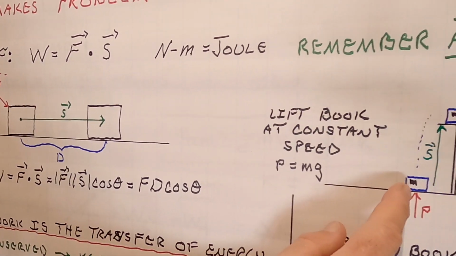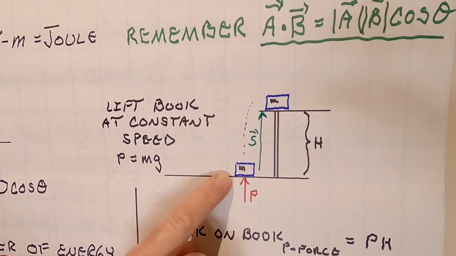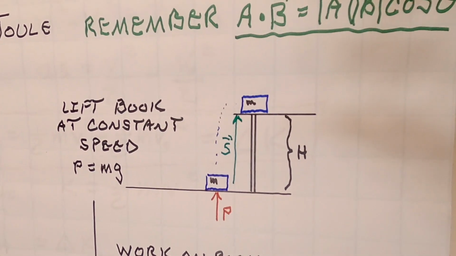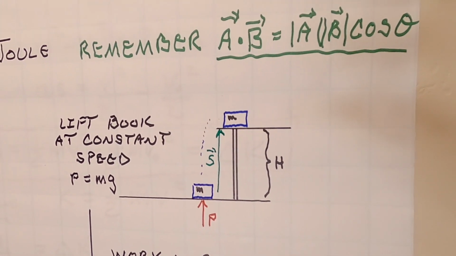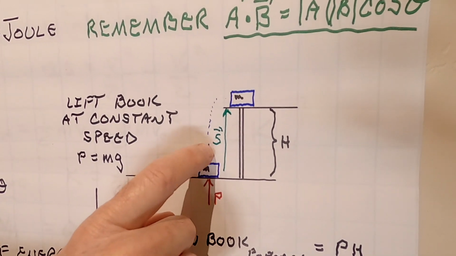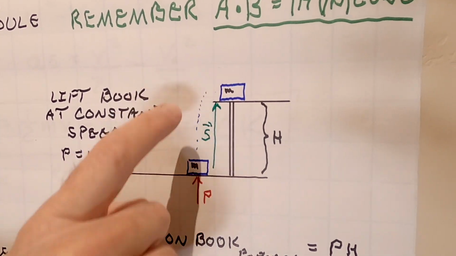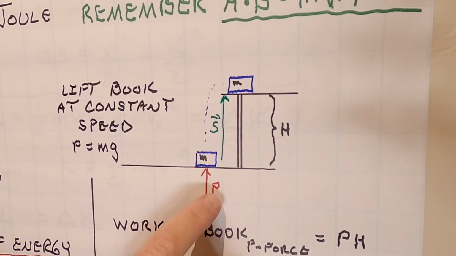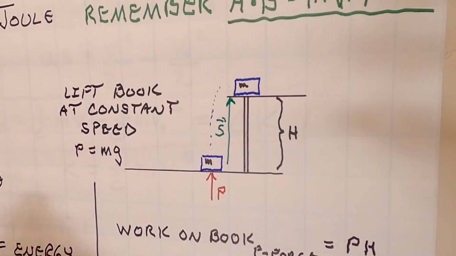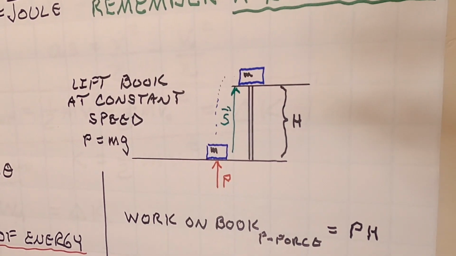So we could do all the work just by lifting a book. Suppose you have a book. It's on the floor. And all of a sudden you lift it up, put it on the table, and you ask, how much work did it take for me to lift that up? We'll lift it up at a nice constant speed. What does that mean? That means that the force I have to apply, that P force, and the mg are equal. You're in equilibrium.